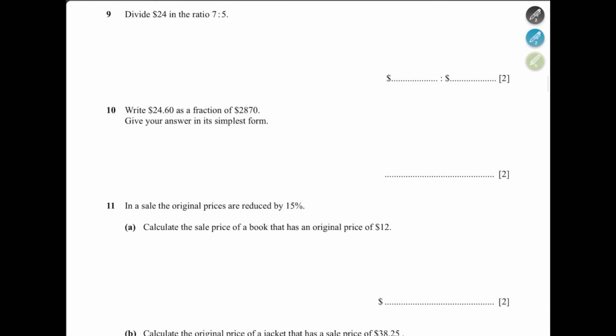Next, divide $24 in the ratio 7:5. To do that, first we need to find the total ratio, which is 7 plus 5. This is 12. So we're going to multiply 24 times 7 divided by 12, and then 24 times 5 divided by 12. This is going to be 14, and this is going to be 10. So you multiply the amount by the ratio given, and divide by the sum of the ratios. This is 14 to 10.